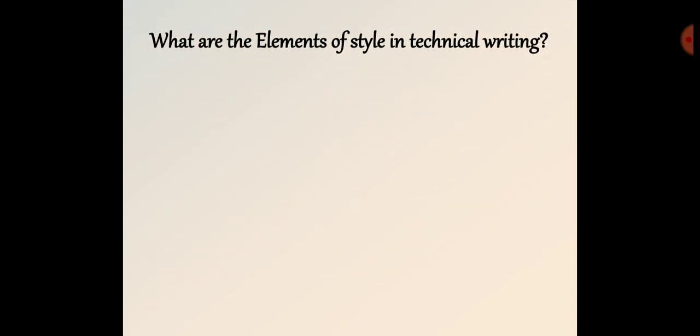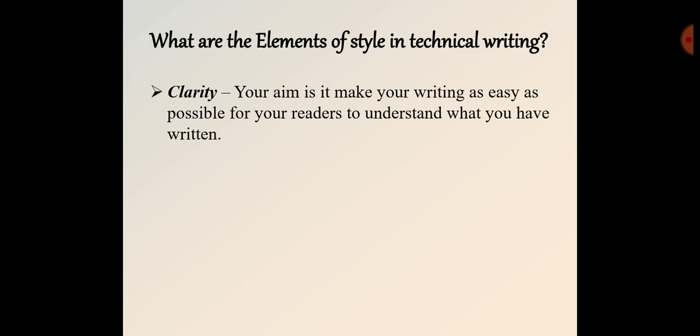Now moving on to what are the elements of style in technical writing. When you are writing for a technical purpose, what are the elements that you have to keep in mind, or what are the steps that you have to follow while writing technically? So the first thing is clarity. Clarity is mainly about the understanding level. When you're writing, it should be understood by the audience.